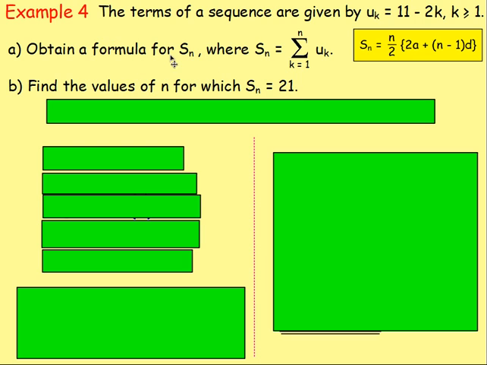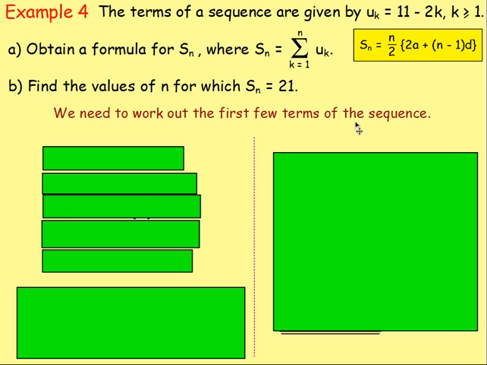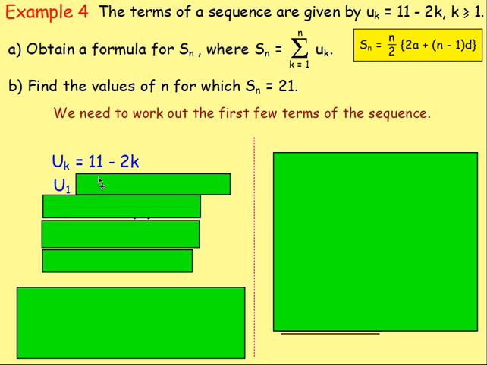So the first thing we want to do to find a formula for Sn, well, the first thing we need is a sequence. So to get that sequence, what do we do? Well, first of all, we need to work out the first few terms of the sequence. We know that the terms of a sequence are given by UK equals 11 take away 2k. So let's say that k was equal to 1. Then we'd have u1, and that would be 11 take away 2 times 1, which equals 9. So we know the first term of the sequence is 9.